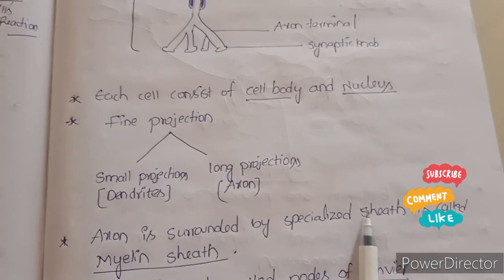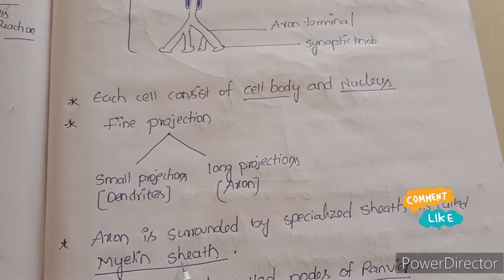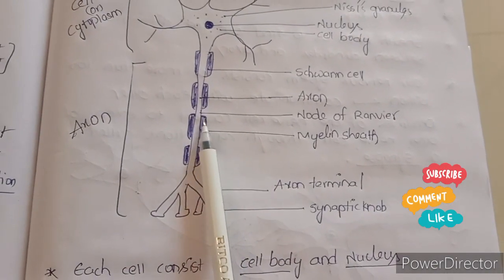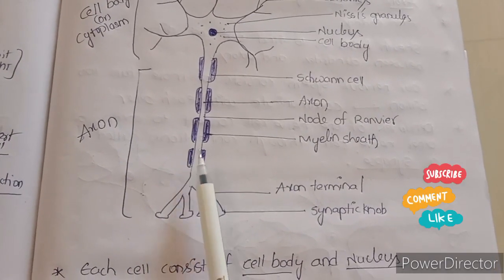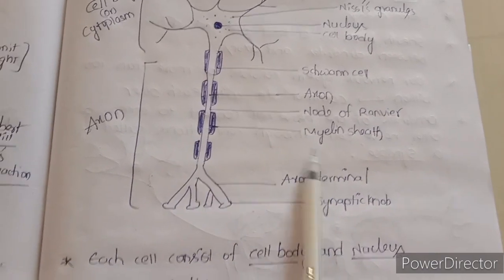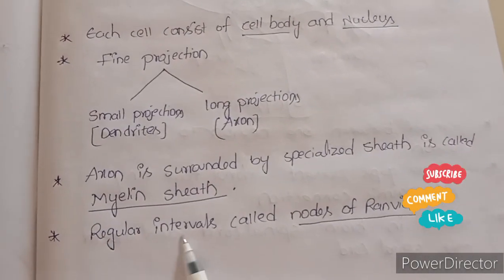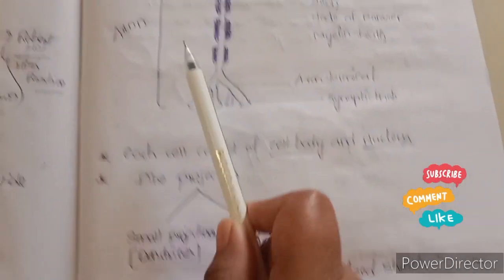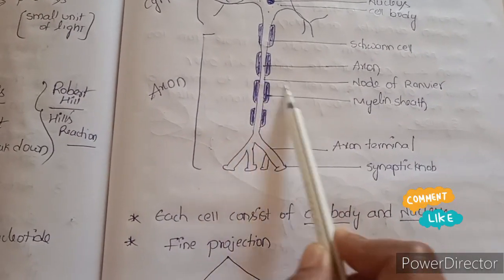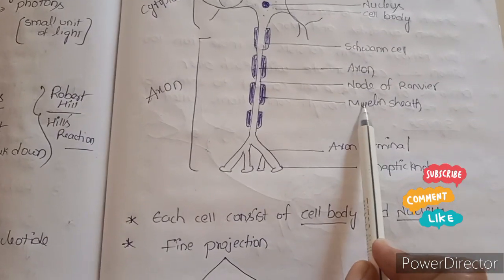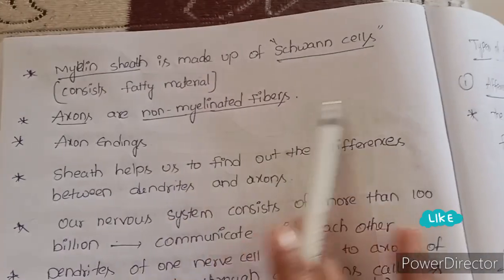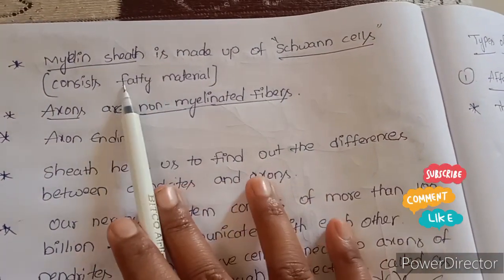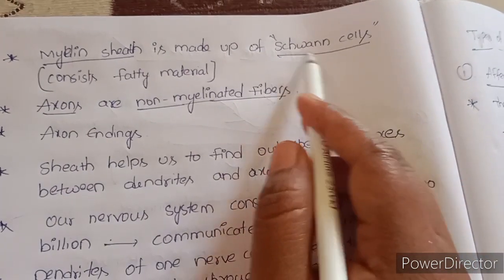Move to another point. The axon is surrounded by a specialized sheath called the myelin sheath. It covers and protects the axon. Another point: the gaps at regular intervals are called nodes of Ranvier. We will study what a Schwann cell is and what it does in detail. The myelin sheath is made up of Schwann cells.